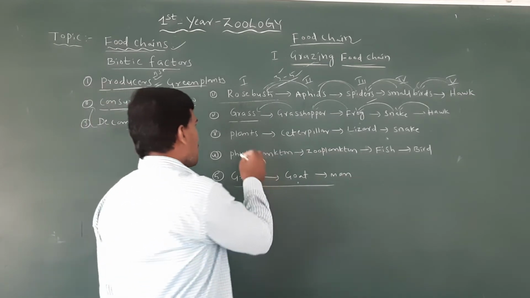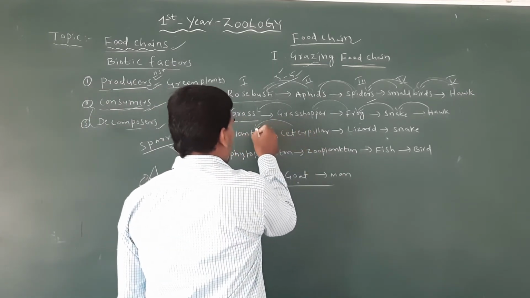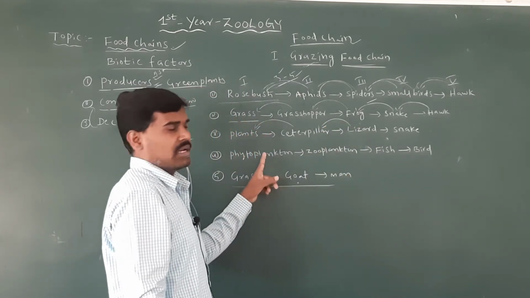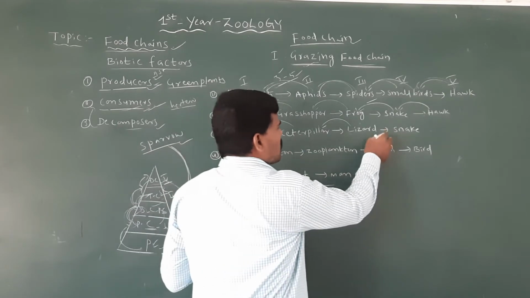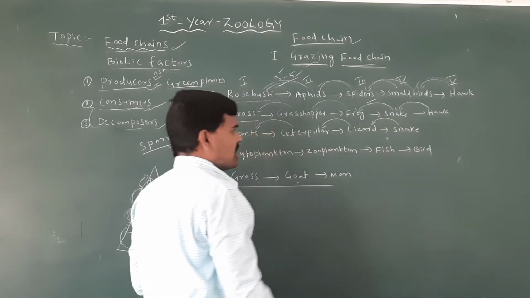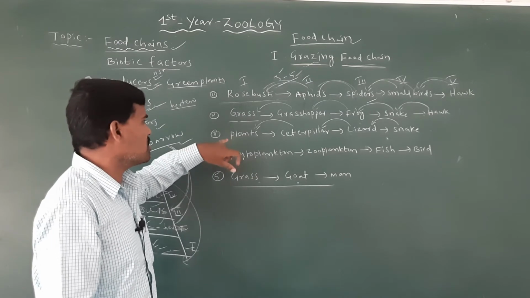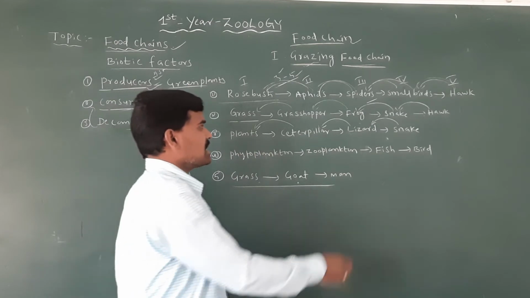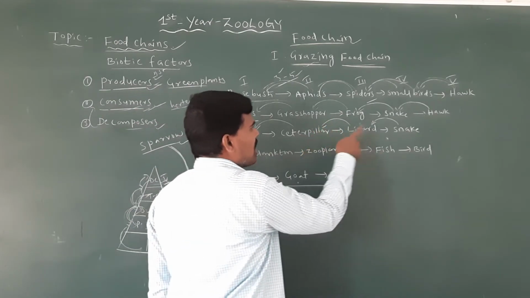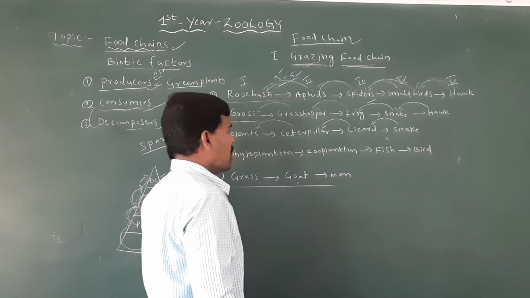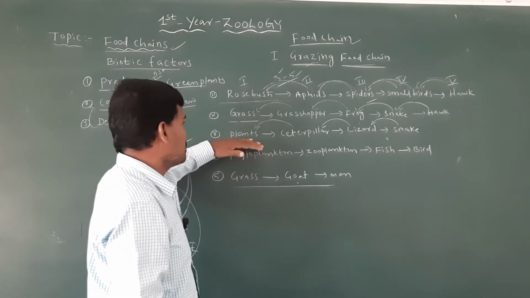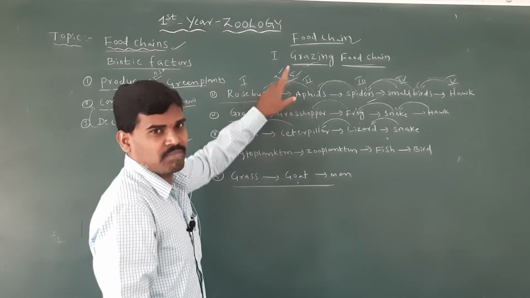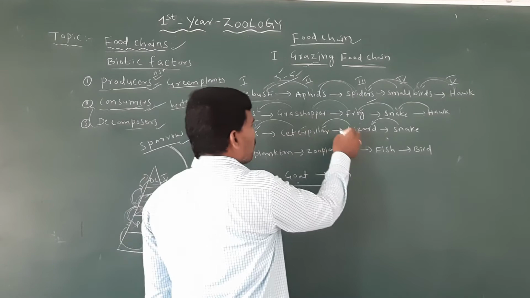Next, the caterpillars feed on the plants, lizards feed on the caterpillars, and snakes feed on the lizards. Let us see this clearly. Caterpillars feed on the plants, lizards feed on the caterpillars, snakes feed on the lizards. How many trophic levels? This chain has only 4 trophic levels, which falls in between 3 to 5 trophic levels.